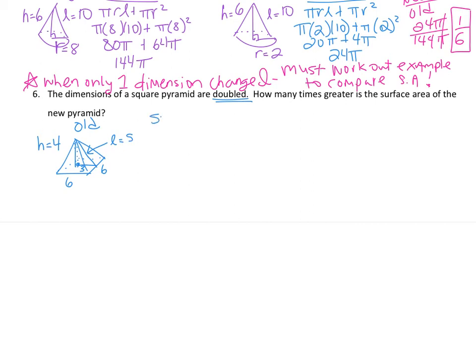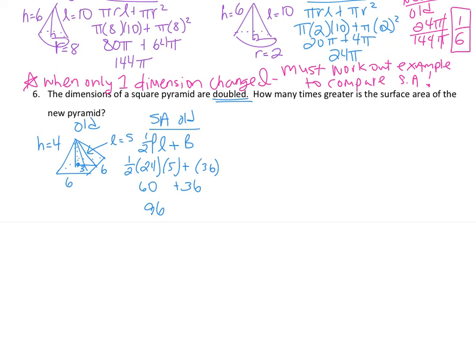So my surface area for the old one, when we set this up for your pyramid, we have 1/2 capital P times L plus the capital B. So we have 1/2. My perimeter would be 6 plus 6 plus 6 plus 6, so we get 24. The slant height we already have is 5. And then the area of my base would be 36, so 6 times 6. We get 60 plus 36, and when I add those together, we get 96 for our old surface area.